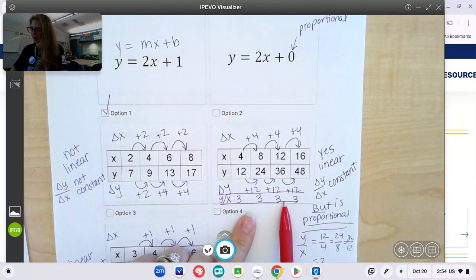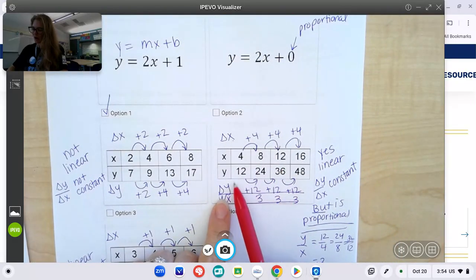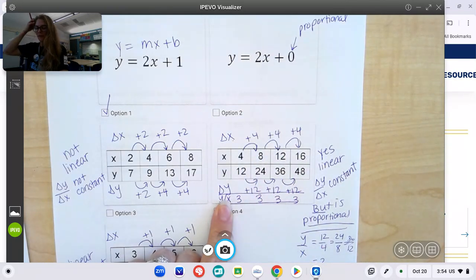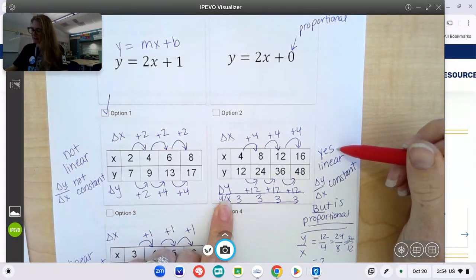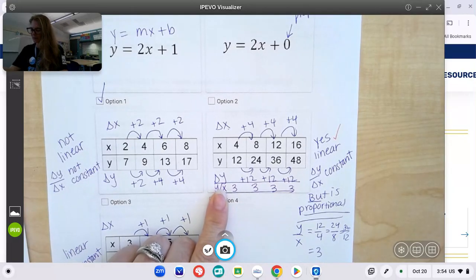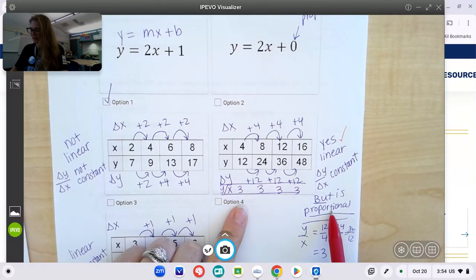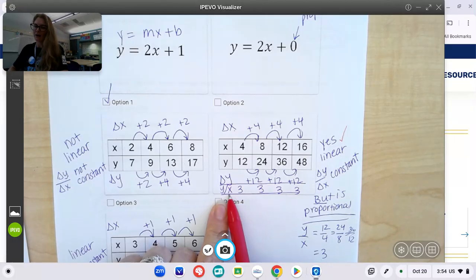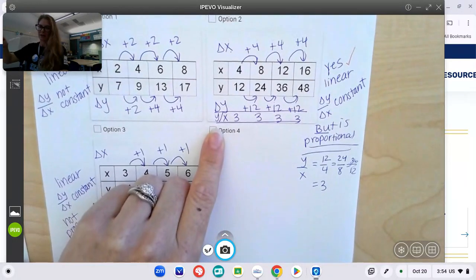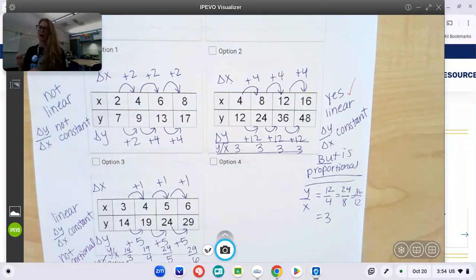If we look at our next option, we notice our change in y over change in x ends up being 12 over 4. 12 to 24, you add 12. 24 to 36, you add 12. 36 to 48, you add 12. You're always adding 4 in the x. However, yes, this is linear, but we still have to check if it's proportional or not. But it is proportional because that ratio of y over x is constantly 3. So just be aware of that. If we are asking for linear and not proportional, you do have to check both.